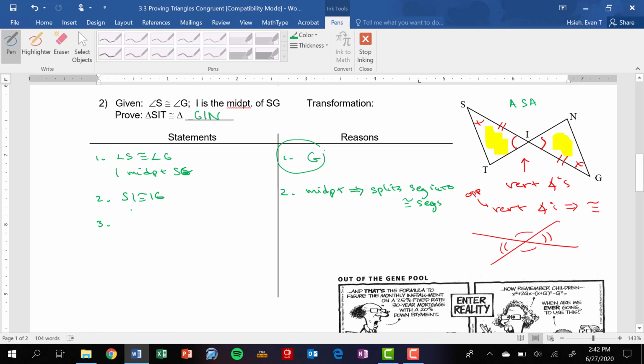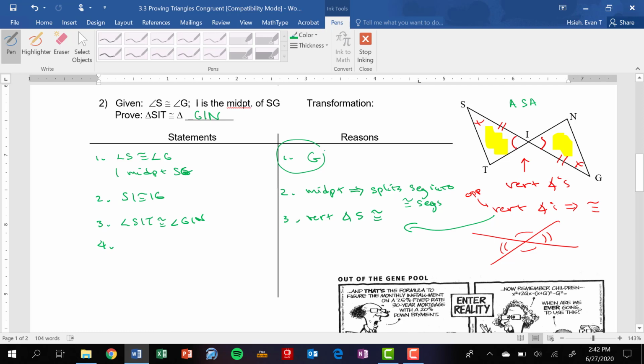Step 3, I can do the vertical angles. So angle SIT is congruent to angle GIN, and we know that's true because of this. Vertical angles are congruent, or if vertical angles, then they are congruent. You can write it as that.